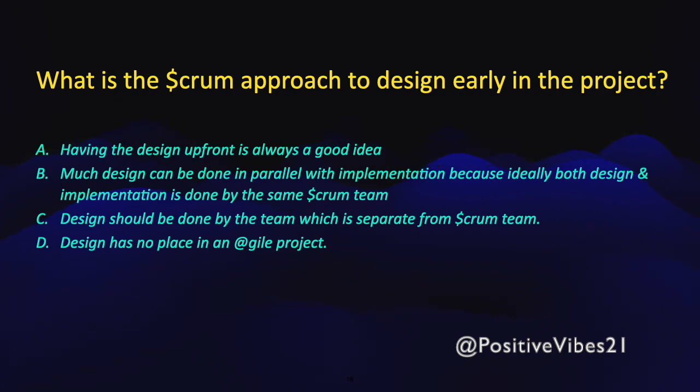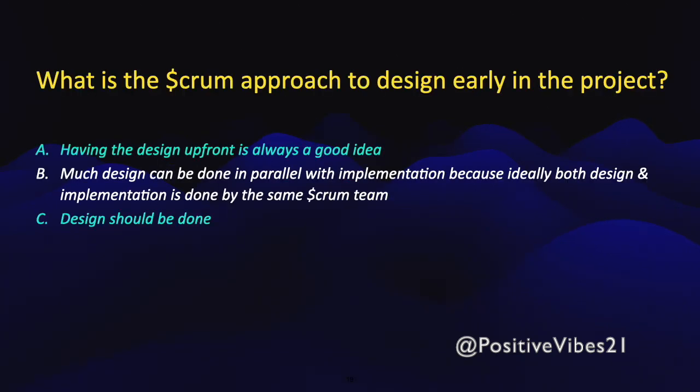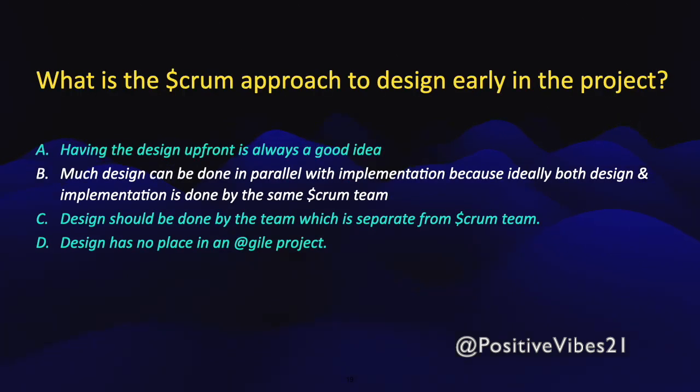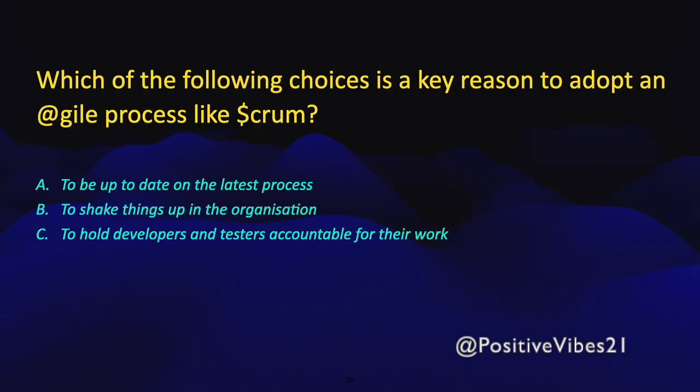Similarly, you can use the rule of elimination if you're not sure which option is correct, though this is pretty much straightforward. So let's look at the right answer, which is option B. Much design can be done in parallel with implementation, because ideally both design and implementation are done by the same Scrum team, or Agile team. All right, let's look at the next one.